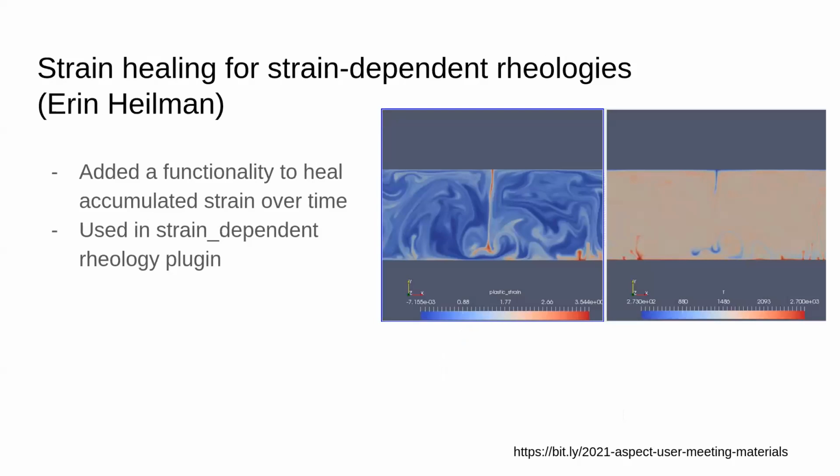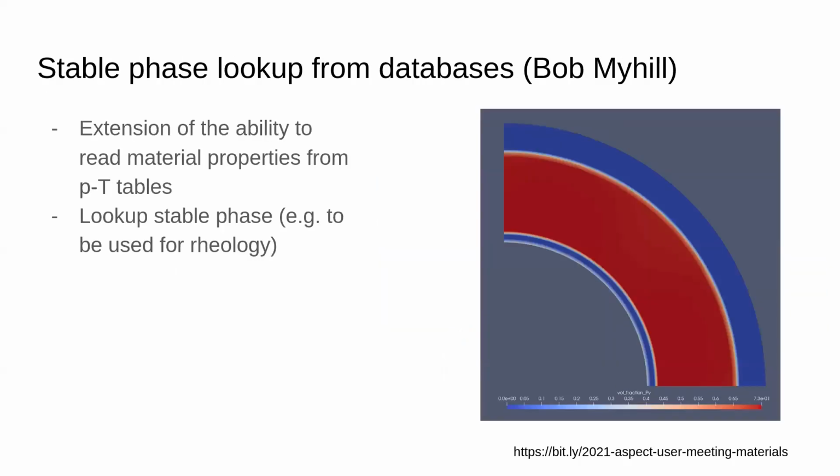We have a functionality to heal strain in strain-dependent rheologies. This is used in the strain-dependent rheology plugin, and therefore, for example, in the viscoplastic material model, if you're interested in strain healing rheologies. We have a lookup for stable phases at different pressure and temperature conditions. This is an extension of the ability that we had before to look up material properties from a property table. Now we can also look up the stable phase, which can, for example, be used to modify the rheology in dependence of the stable phase.